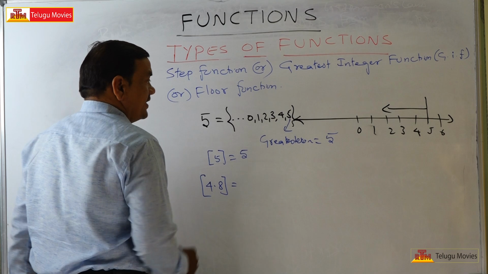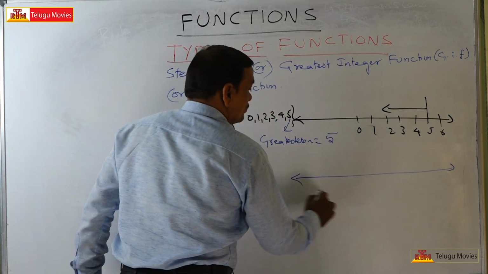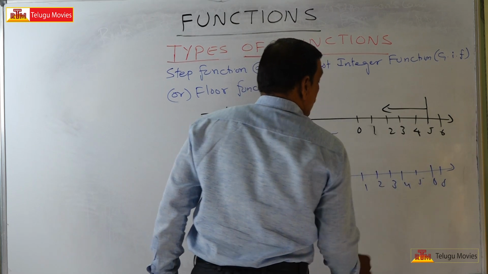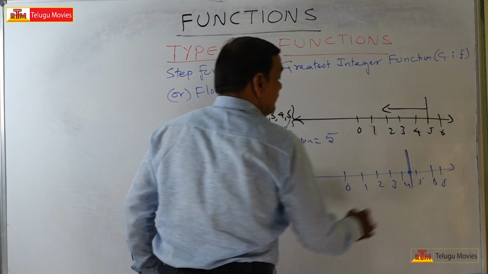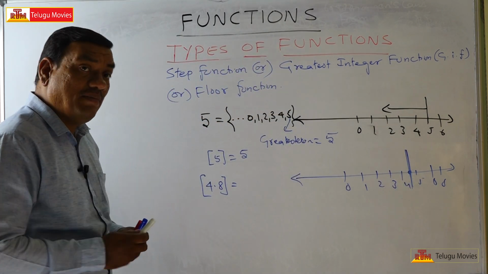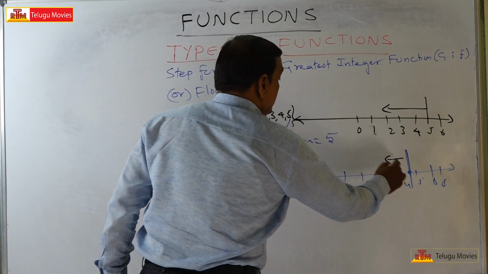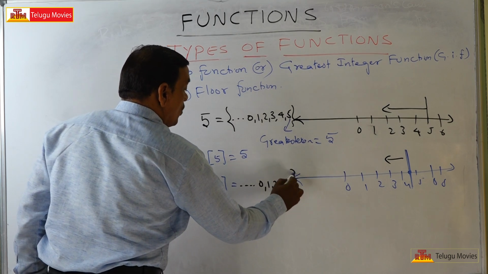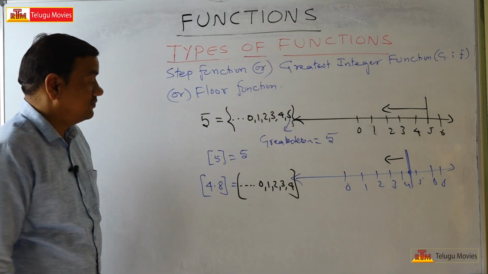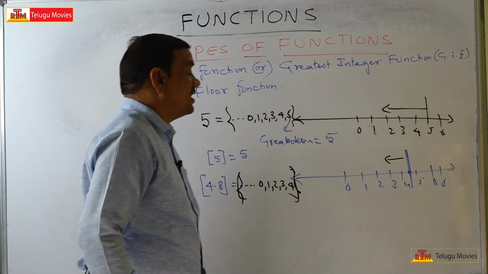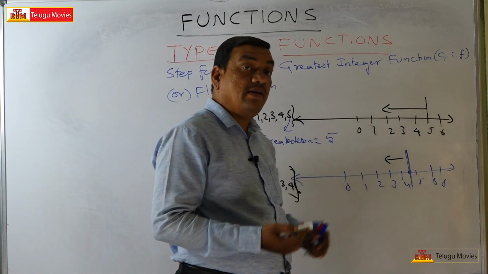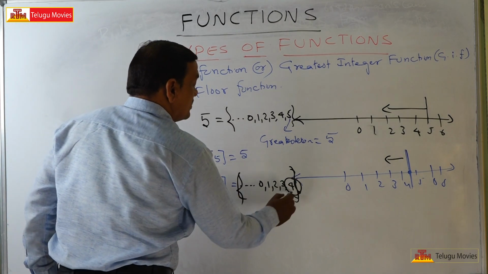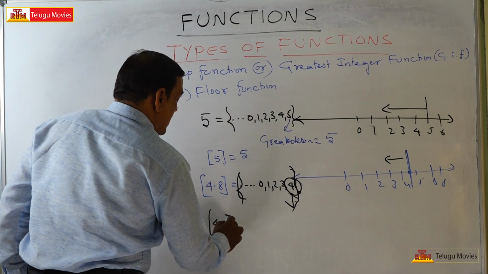Let us take 4.8. So 4.8 will be here on the number line, between 4 and 5. Tell me the integers which are less than 4.8. So on 0, 1, 2, 3, 4, up to 4 only. Why? Because 5 is greater than 4.8. In this, the greatest one is 4. Therefore step of 4.8 is equal to 4.